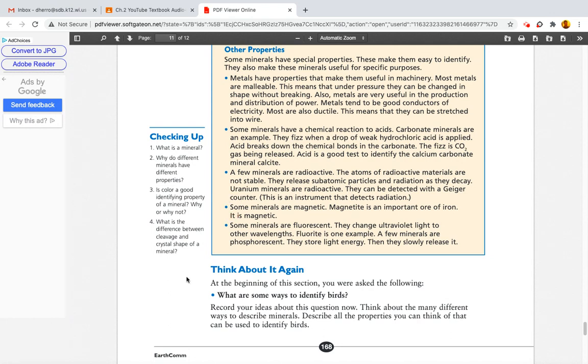Some minerals are magnetic. Magnetite is an important ore of iron. It is magnetic. Some minerals are fluorescent. They change ultraviolet light to other wavelengths. Fluorite is one example. A few minerals are phosphorescent. They store light energy. Then they slowly release it.